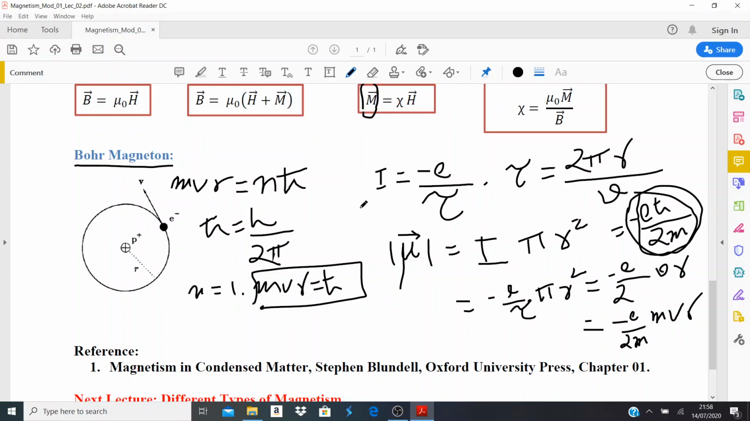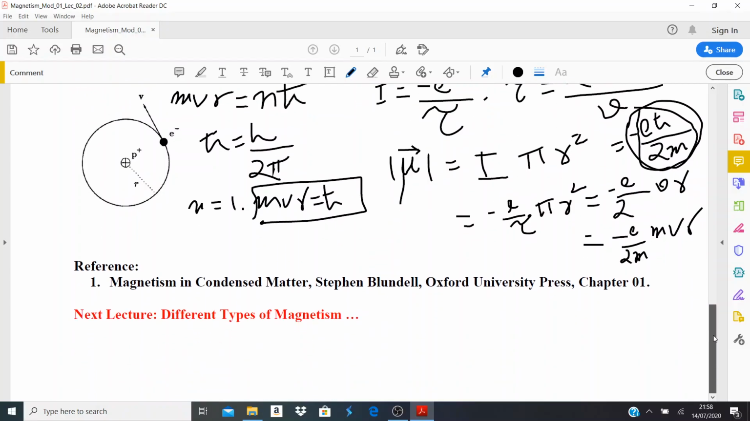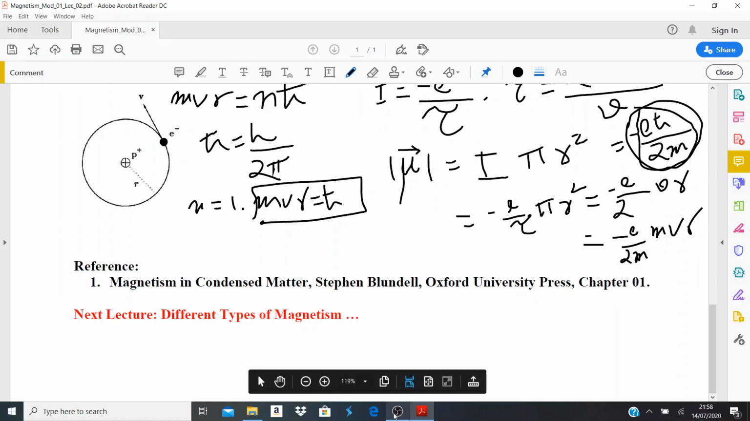If you want to read about all of the things that I have discussed today, have a look at the book Magnetism in Condensed Matter by Stephen Blundell, chapter 1. In the next lecture, I will start with different types of magnetism. I think that's about it, and thanks for listening.